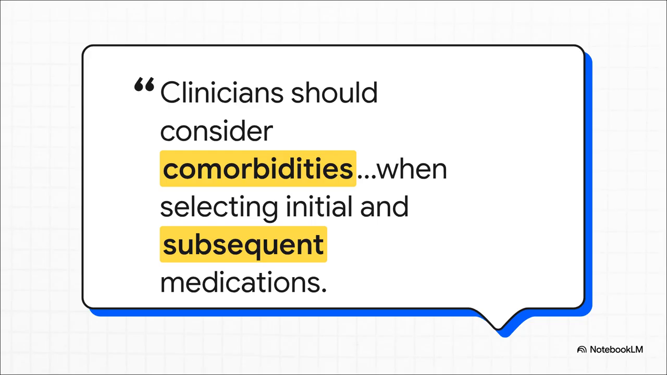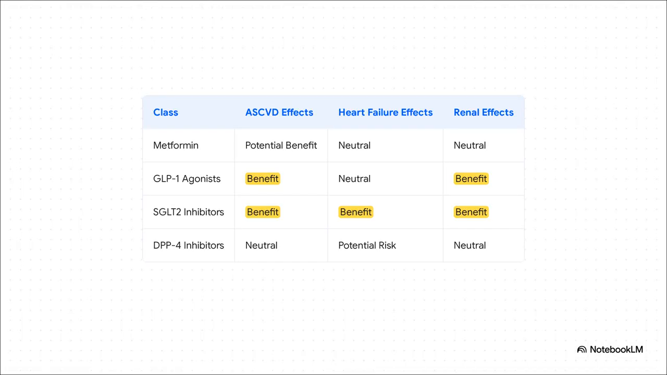This quote right here says it all. The choice of which diabetes drug to use is now driven by what else is going on with the patient. Do they have heart disease, kidney disease, heart failure? The answers to those questions are what guide our hand now, sometimes completely independent of what the A1C is. And wow, this table just brilliantly illustrates that point.